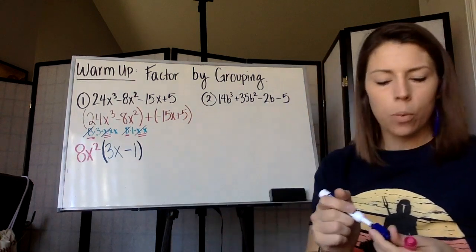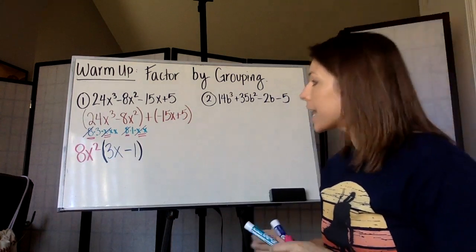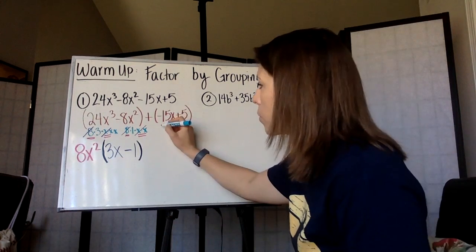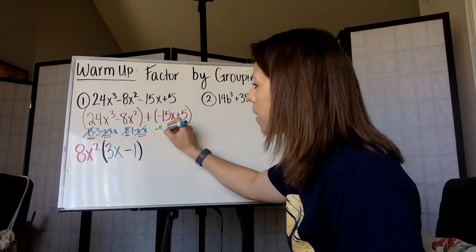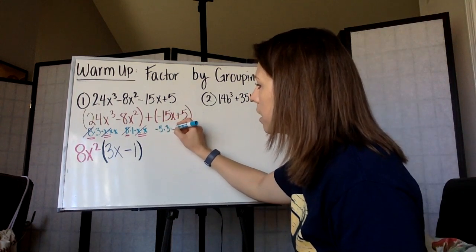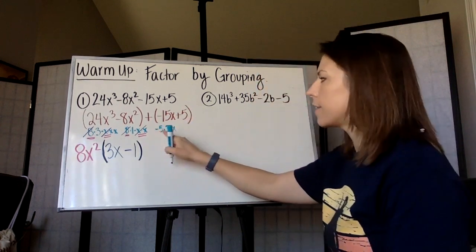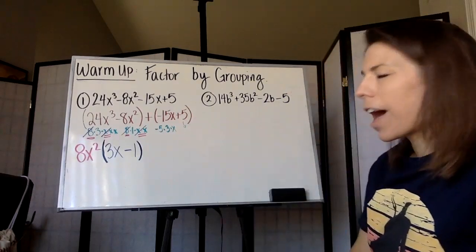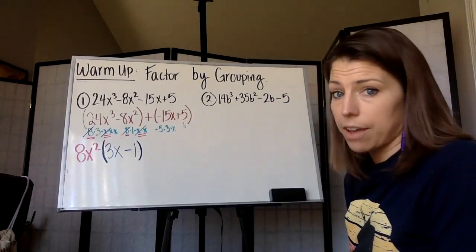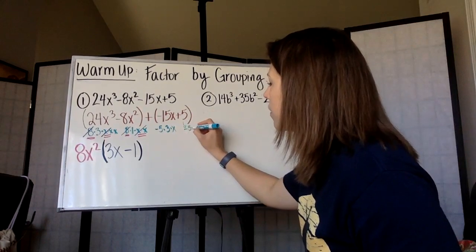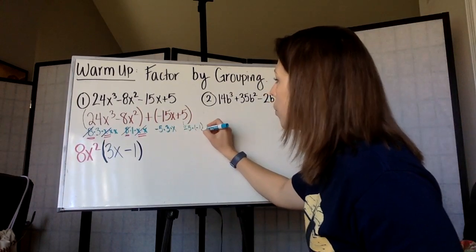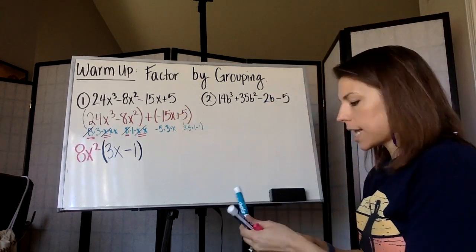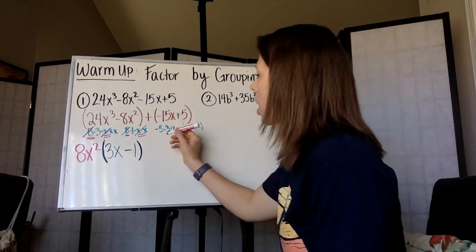So here we go. What is the greatest common factor of negative 15x and 5? I know that negative 5 goes into both. So this would be negative 5 times 3 times x, because I know that negative times positive is how you get that negative. And negative 5 times what is positive 5? Negative 5 times negative 1. A negative times a negative is how you get that positive. So it looks like they both have negative 5 in common.